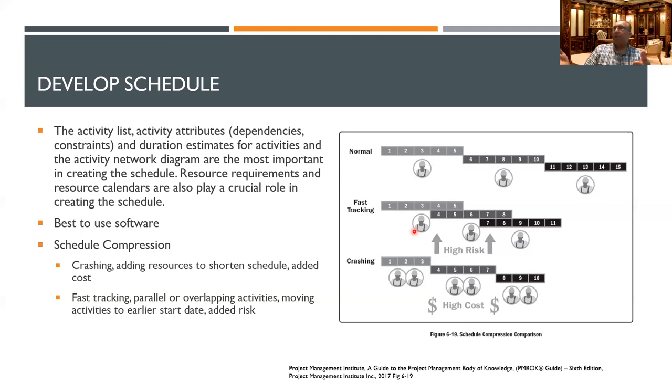Suppose the person has to do the painting and the other guy is doing the flooring, and he has to put his ladder there. He can't put his ladder because he's doing the flooring. So there will be conflict also, right? So you can also do overlapping, but then there's added risk here. Both of these activities are called schedule compression. Those are ways you can manage your schedule if you are late, right?